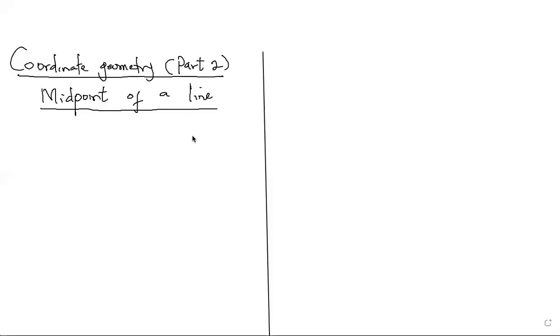Hello, this is the second part of the video series on coordinate geometry. Now in this video, we are going to look at how to determine the coordinate of the midpoint of the line that connects 2 points. So let's assume we have 2 points on the Cartesian coordinates.